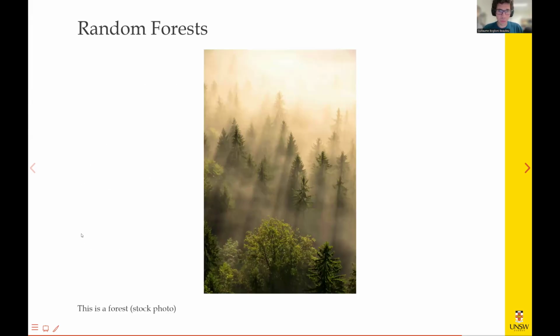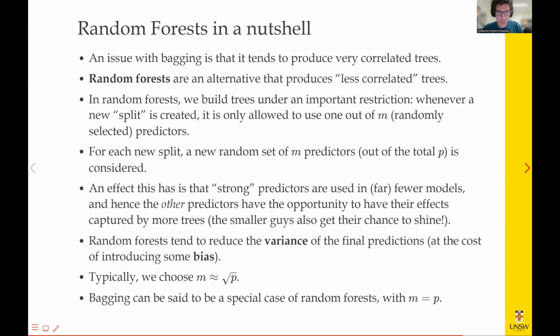Okay, so now you have a forest here. I don't know if that's useful. I mean, maybe if you've never seen a forest in your life, maybe that's useful. That's what a forest is. Whether this is a random forest or not, I'm not too sure. But for us, random forest has a specific statistical meaning. So let's review what it is.